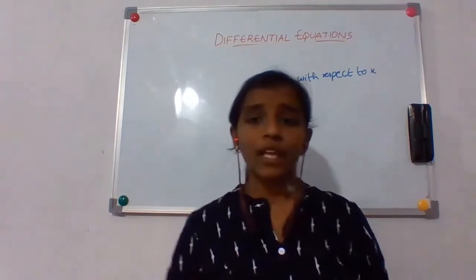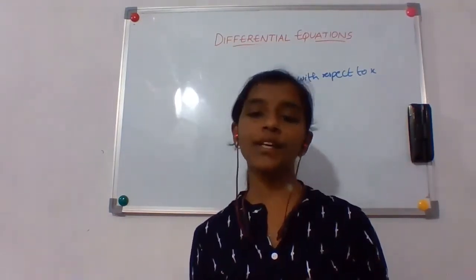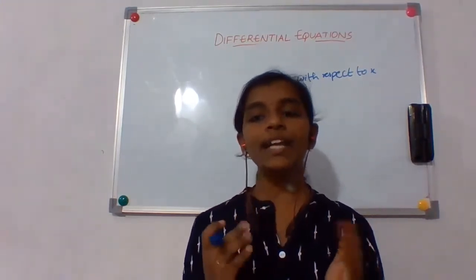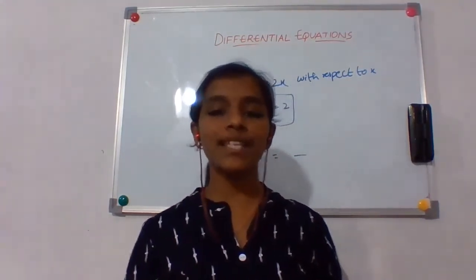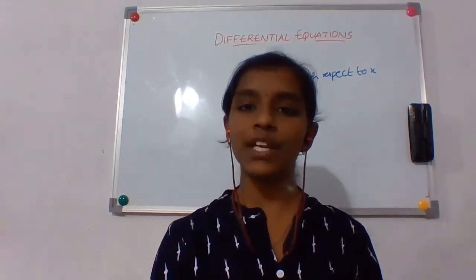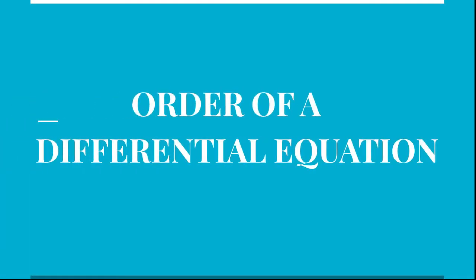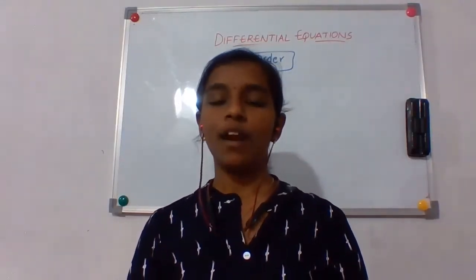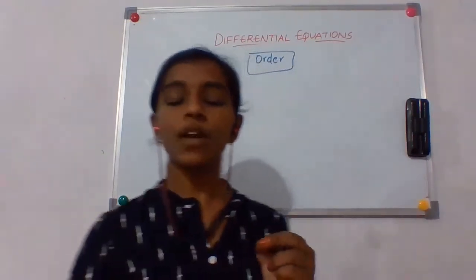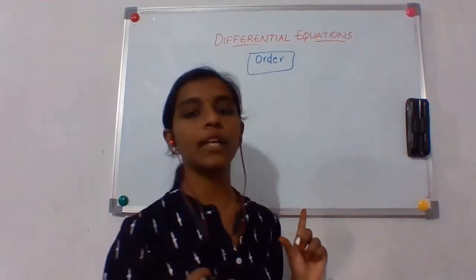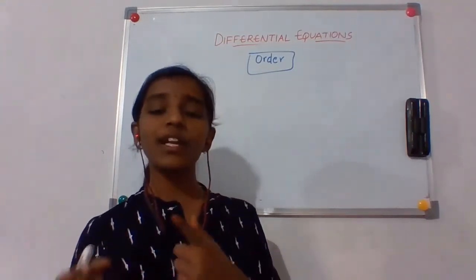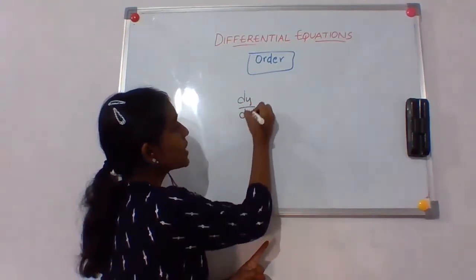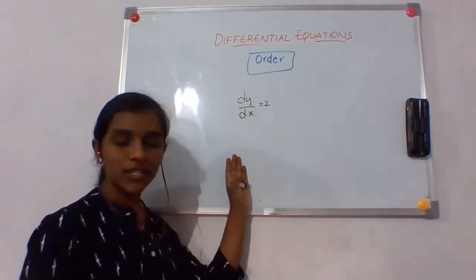Now in differential equations we have many terms to explain. The first basic terms are order and degree. First let us see what is the order of a differential equation. Order of a differential equation is also a very simple concept. Let me take the previous example only. What differential equation did I get after differentiating y equals 2x? I got dy by dx equals 2. Am I right? Is this the differential equation I have got?